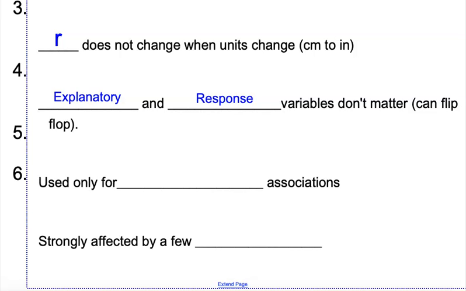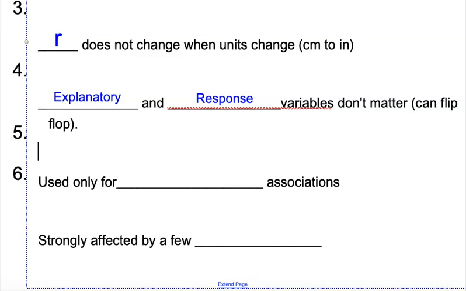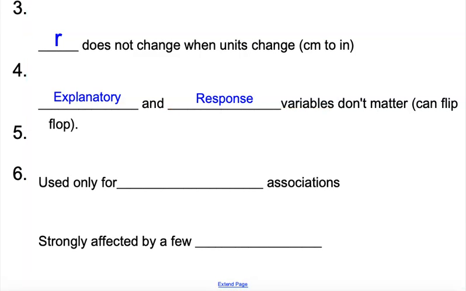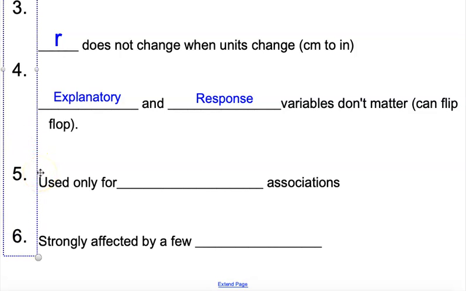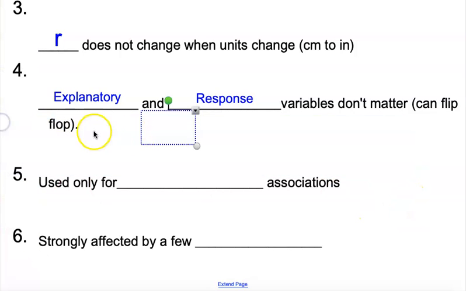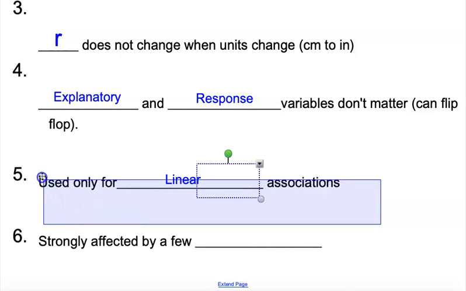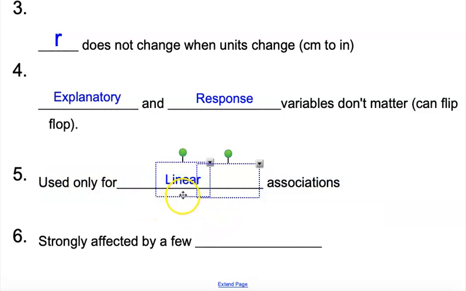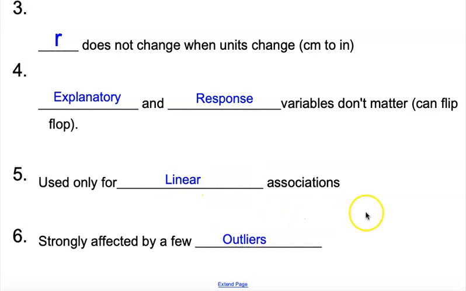All right, and 6. Having board issues today. Hang on, here we go. This is actually 5 here. It's only used for linear associations, and the R value is strongly affected by outliers. Okay?